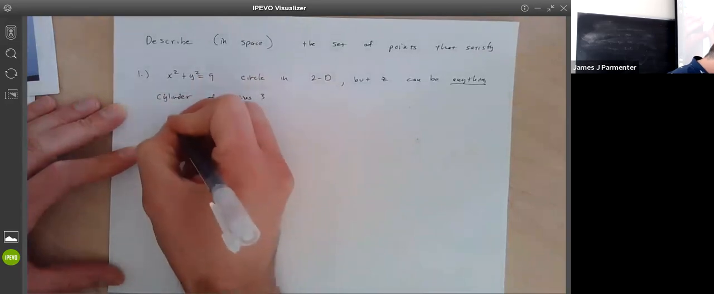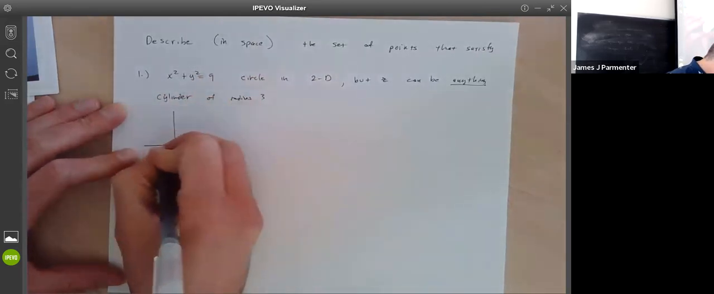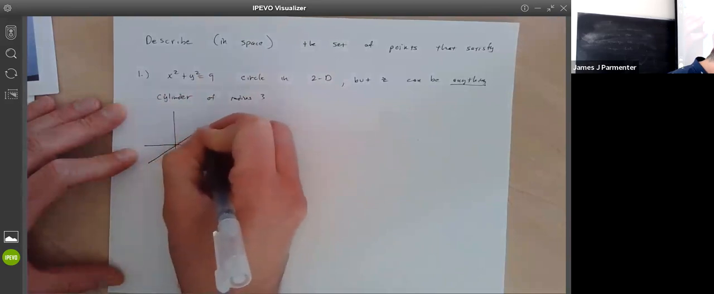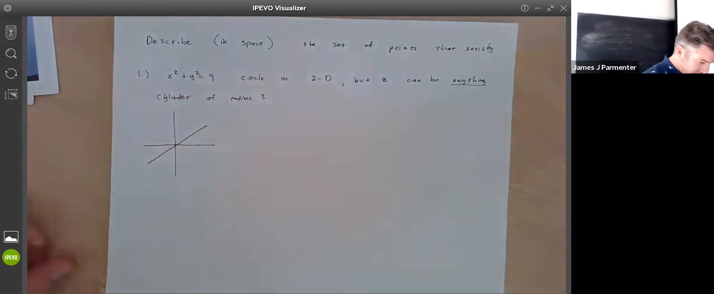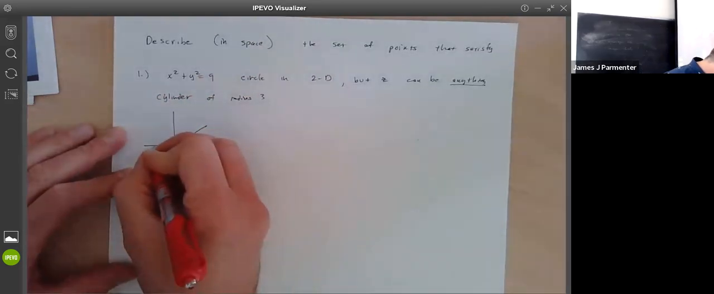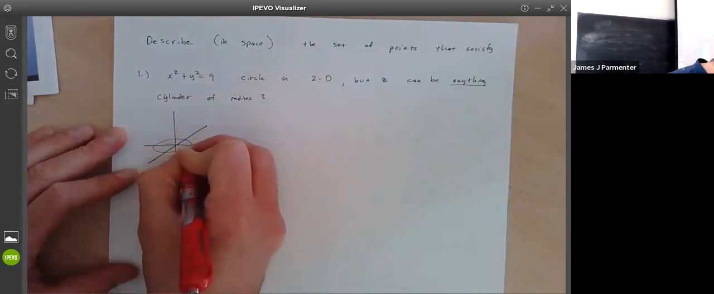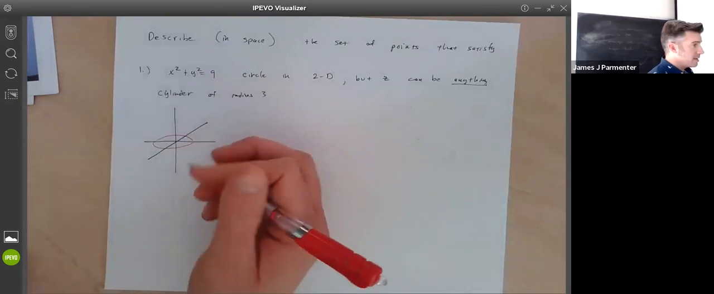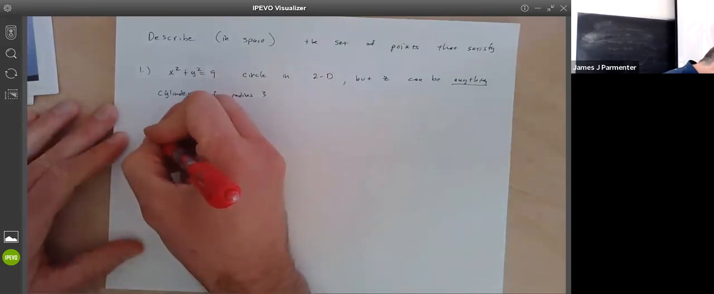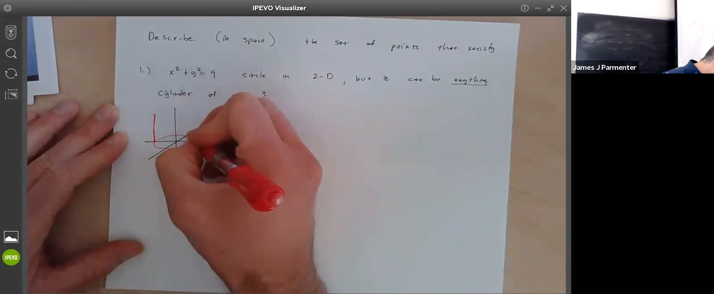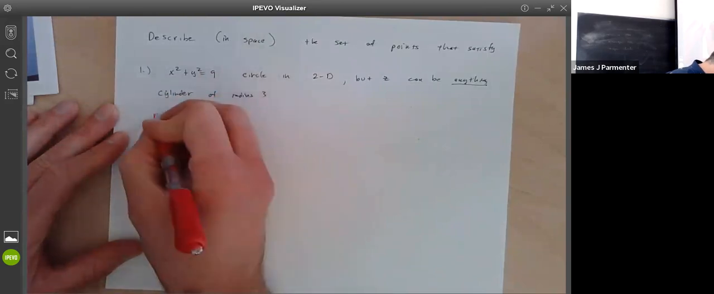So drawing this, and again, here's where the drawing skills start to get a little challenging. I'm going to draw this circle of radius 3 in my XY plane as best I can. And then we're just going to make it go up and down. Now the thing is, technically this never ends, but I'm going to draw it like it does.